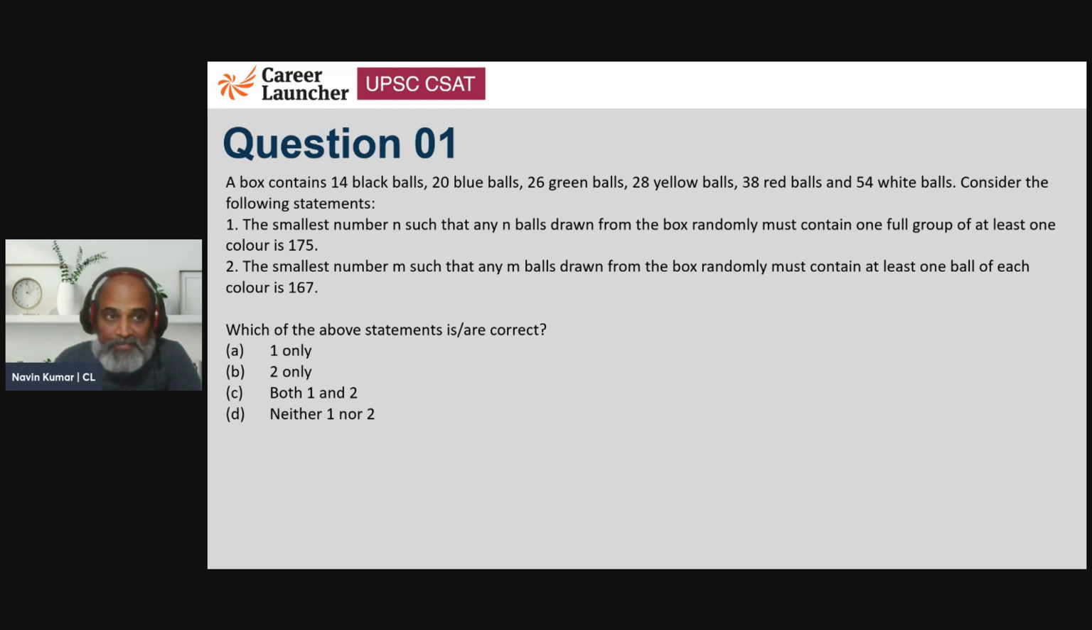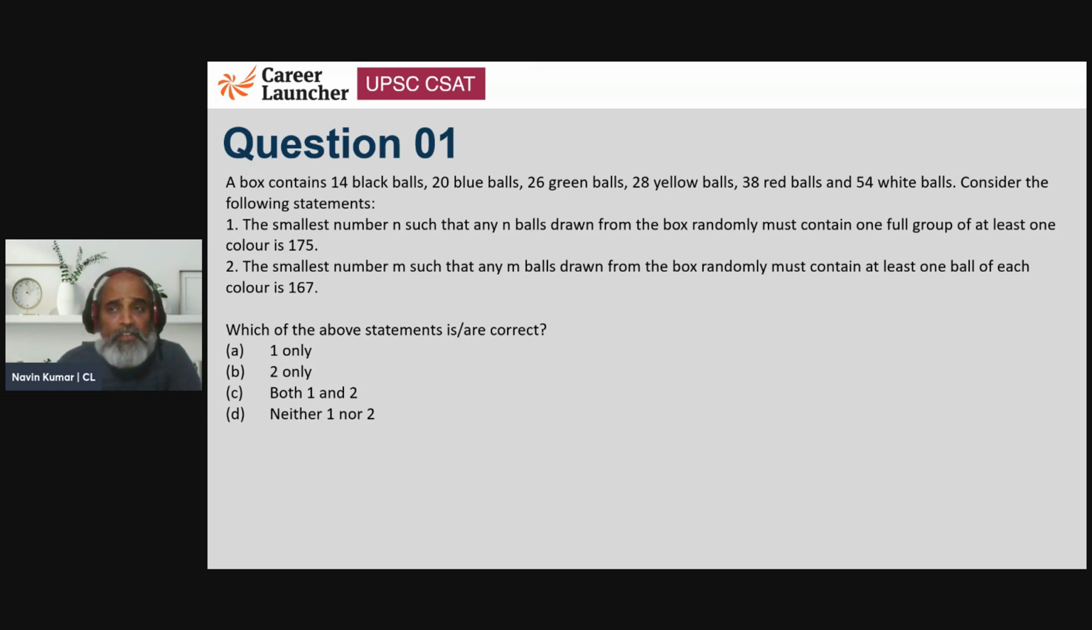So let's start. The first question says a box contains 14 black balls, 20 blue balls, 26 green balls, 28 yellow balls, 38 red balls, and 54 white balls. Consider the following statements. The smallest number n such that any n balls drawn from the box randomly must contain one full group of at least one color is 175. The smallest number m such that any m balls drawn from the box randomly must contain at least one ball of each color is 167.